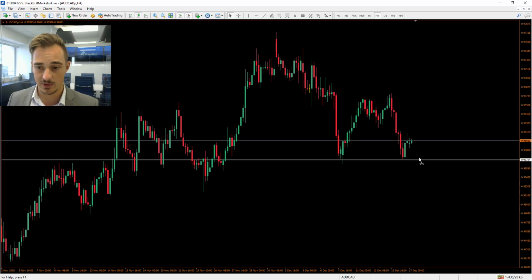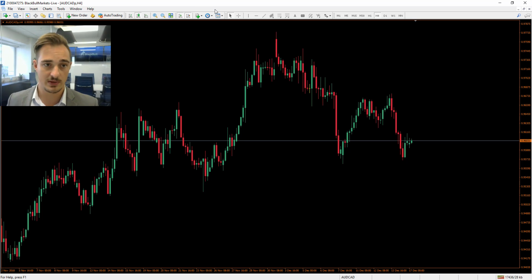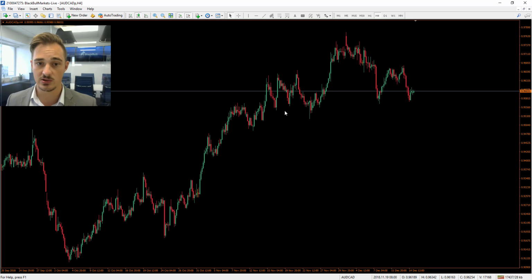But looking at the bigger picture on the Aussie CAD, I'll just quickly get rid of this line for you. I'll zoom it out a bit. It is fairly messy, but it does look like a bit of a head and shoulders. If you guys can't see it, I'll just draw the lines over here. So we've got our starting off with our left shoulder, moving down to our neckline over here, moving up to the head, and again back to the neckline. Guys are hopefully getting the picture now. You can see here back to the neckline, up again to the right shoulder, and now we've moved further back to the neckline.